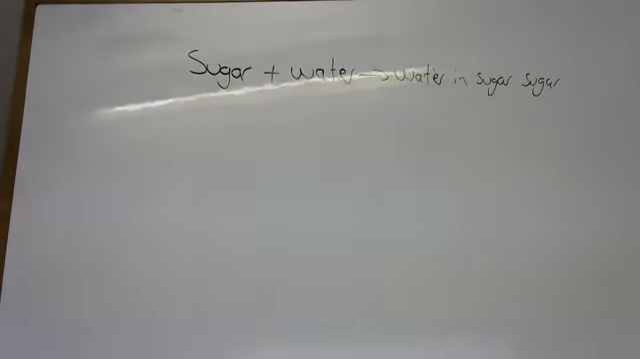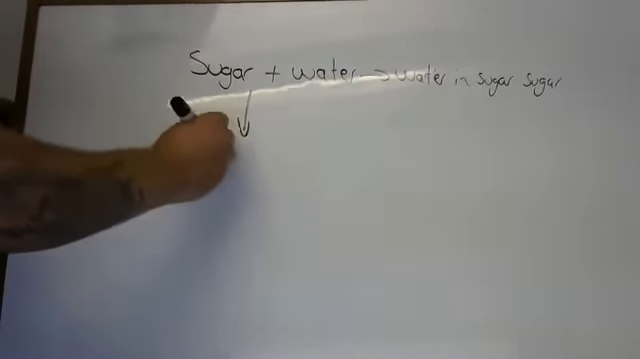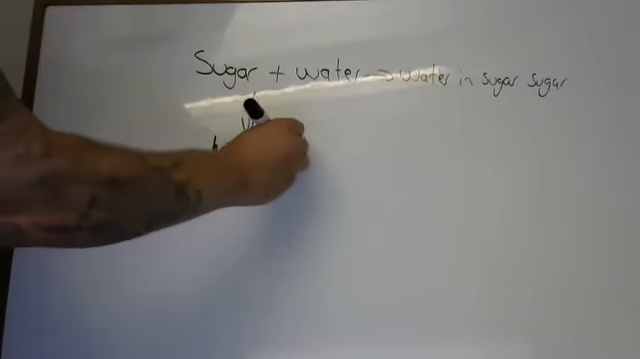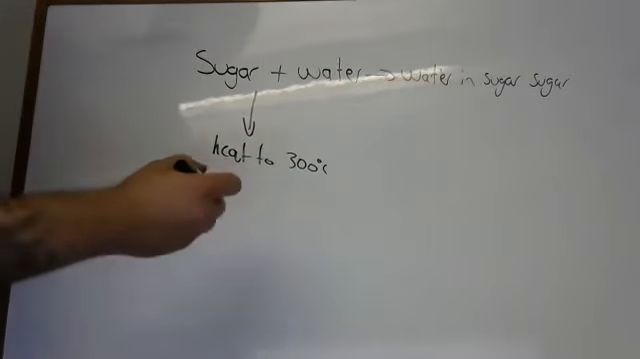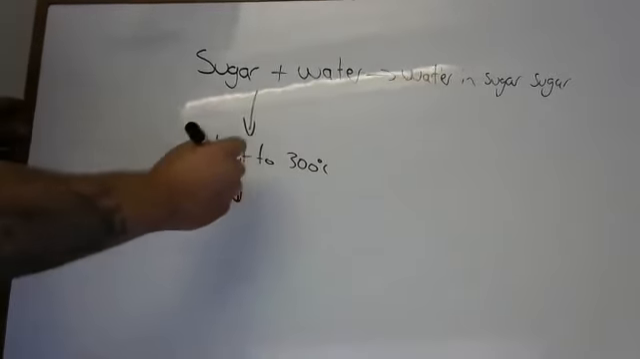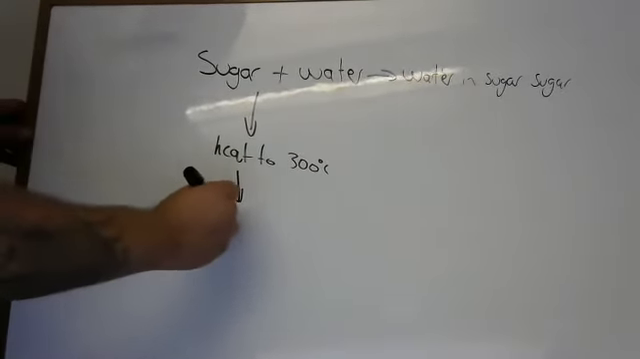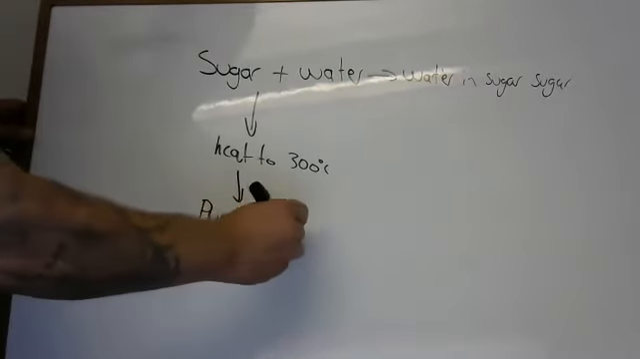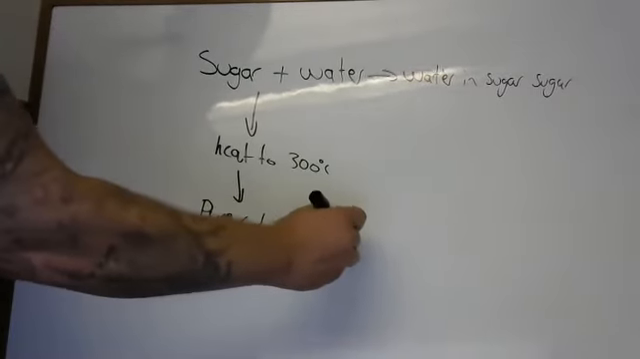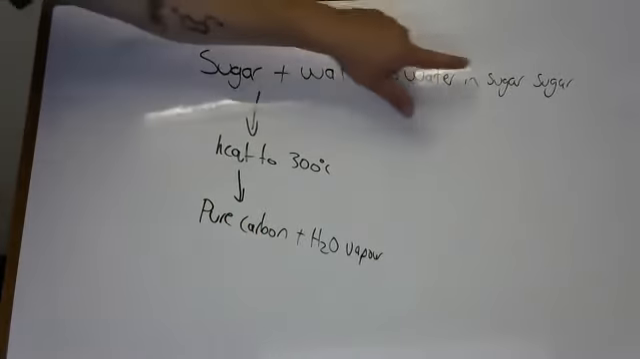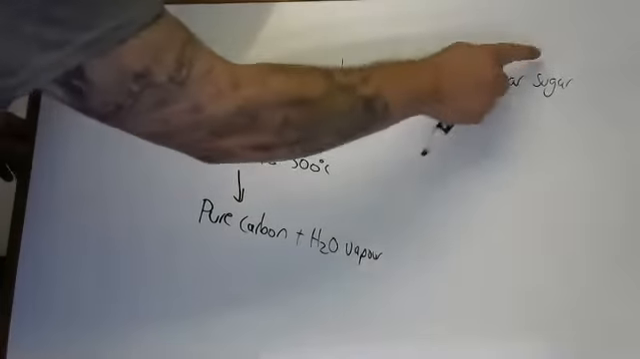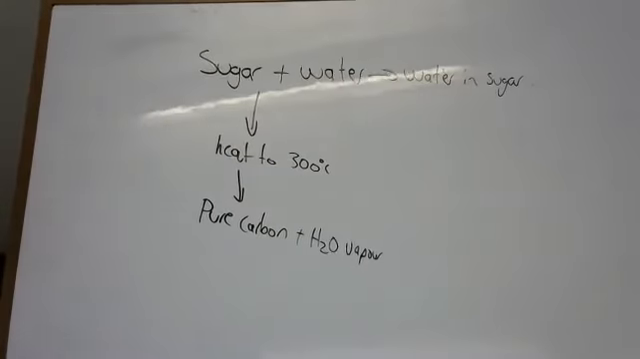We then take this and we heat to 300 degrees Celsius. You'll smell this. Again, we have pure carbon and H2O. So that is not reversible. This part here is reversible. We heat it to 300 degrees, we get a chemical change that is no longer reversible.